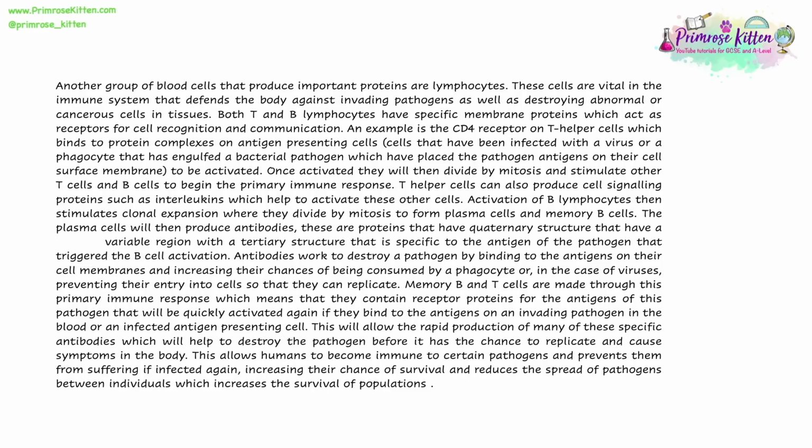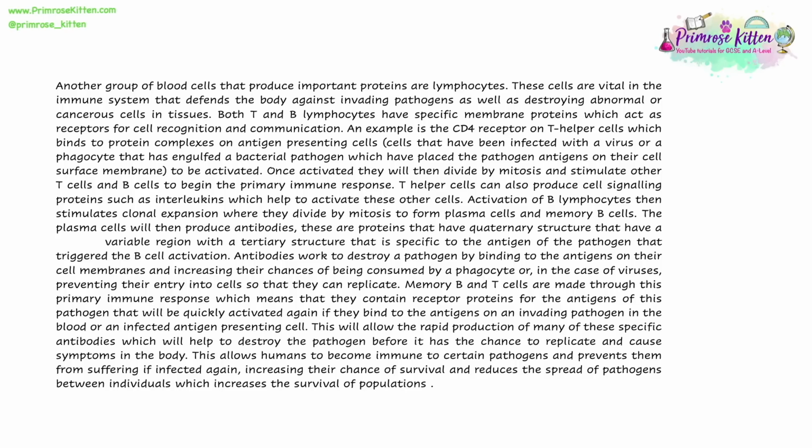cells. Activation of B lymphocytes then stimulates clonal expansion, where they divide by mitosis to form plasma cells and memory B cells. The plasma cells will then produce antibodies. These are proteins that have quaternary structure, that have a variable region with a tertiary structure that is specific to the antigen of the pathogen that triggered the B cell activation.